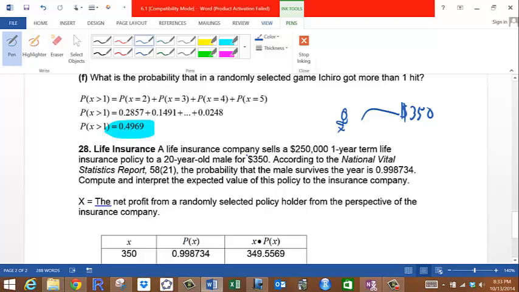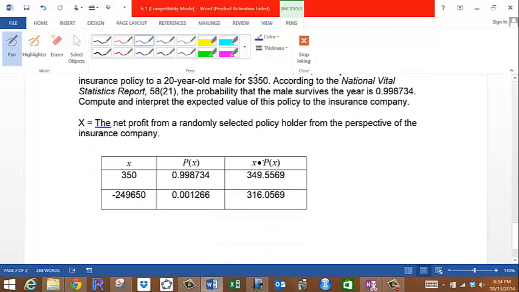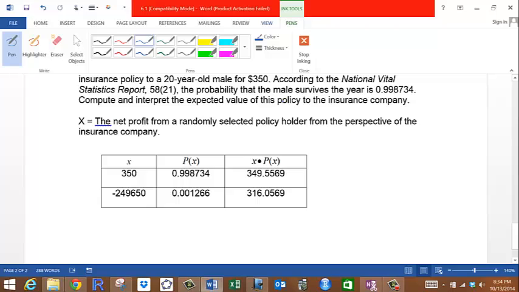And we want to know what is the expected value of this kind of policy. If it makes sense to you, most of the time, the insurance company is just going to keep the $350 because 20-year-olds normally live. So it's kind of common sense. What we're going to do is look at 2 cases here. 2 things can happen. He can either survive or not survive. If he survives, then X, the net profit to the insurance company, would be $350.